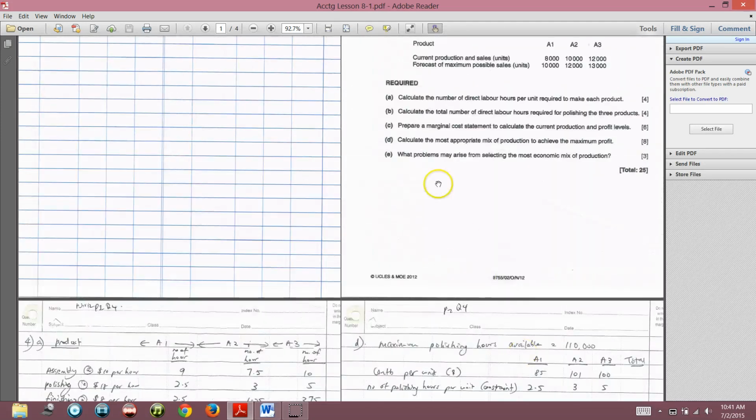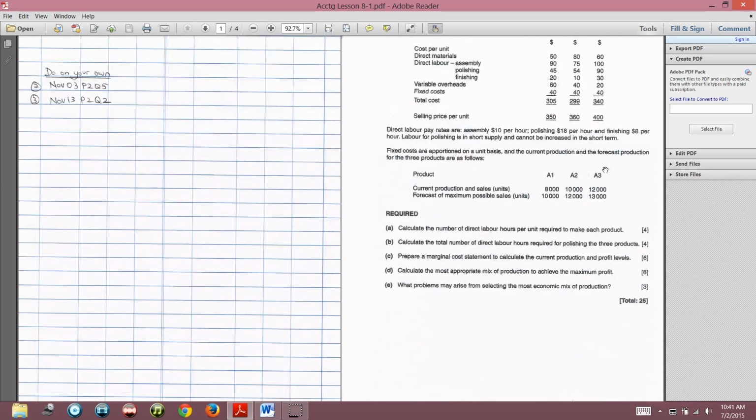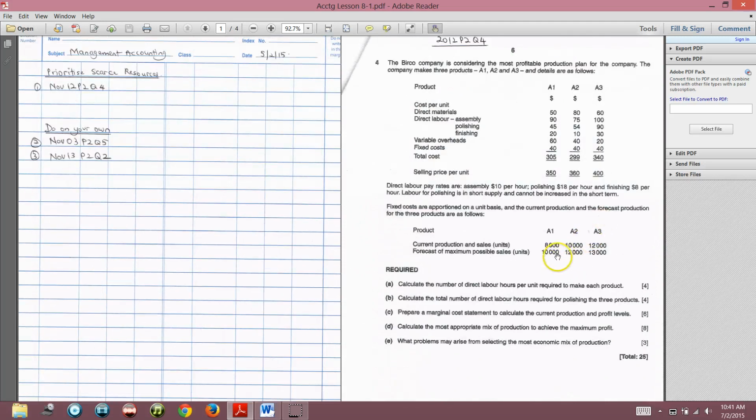Then part E says, what problem may arise from selecting the most economic mix of production? So what problem will arise? You see, this one, A1, you are going to produce up to the maximum possible sales. A2, you are going to produce up to the maximum possible sales. And A3, you are only producing 9,800 units, which is quite far away from the maximum possible sales. So what problem I can think may arise is that for A1 and A2, we are producing up to the maximum possible sales, and therefore customers may not find the urgency to buy the product as they know that the product will always be available.